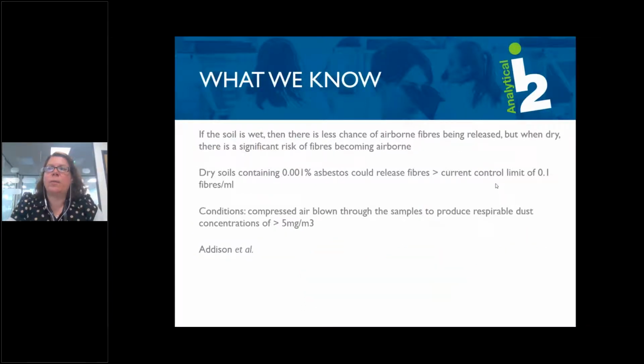So what do we know? Well, from a paper published by Addison et al., which is heavily referenced in many asbestos guidance documents, they did a piece of work where they took some dry soils containing 0.001% asbestos and found that that could release fibres greater than the current control limit. But that was a dry soil. What they also found is if the soil is wet, there is significantly less chance of the fibres becoming airborne, and that's why it's a traditional suppression technique when working on site. They did this under laboratory conditions, not necessarily representing how much people breathe in or how much wind there was. This was their controlled experiment.